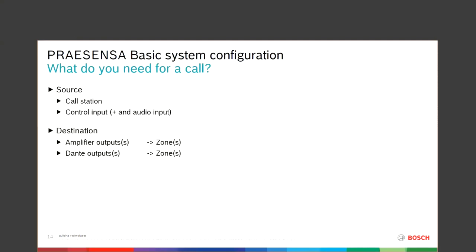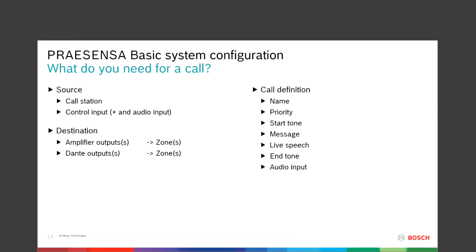You need destinations. Where should the call go to? Amplifier outputs, they're always in zones. Dante outputs or analog outputs, always used in a zone. You need, of course, the call definition, where you define the priority, the start tone, messages, live speech, end tone, audio input. All those properties are set in the call definition.